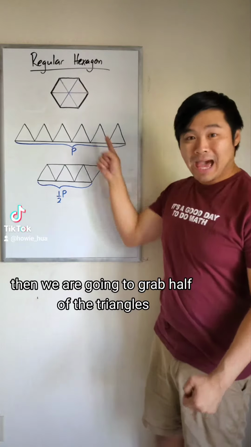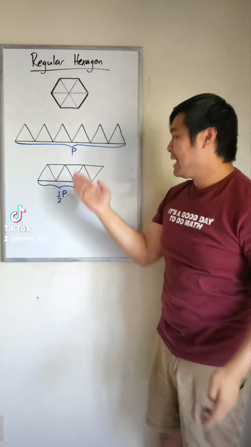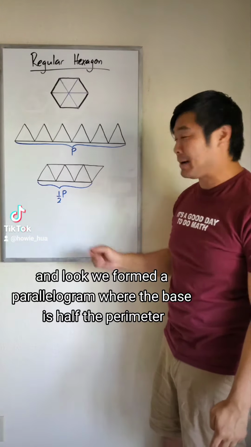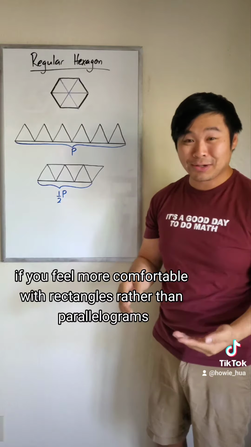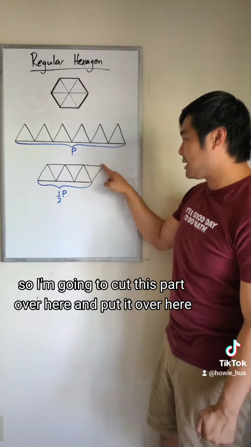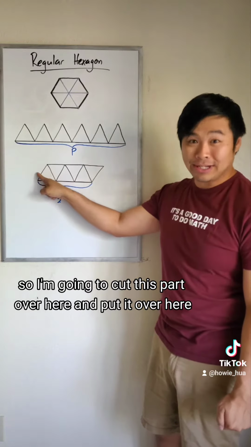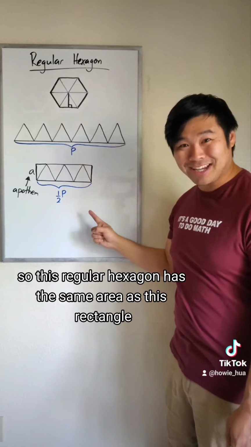Then we are going to grab half of the triangles and put it in the empty spaces of the other triangles. And look, we formed a parallelogram where the base is half the perimeter. If you feel more comfortable with rectangles rather than parallelograms, we can make a rectangle. So I'm going to cut this part over here and put it over here. So this regular hexagon has the same area as this rectangle.